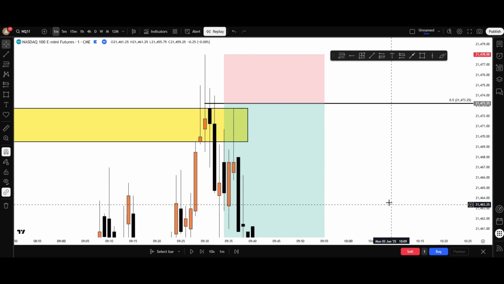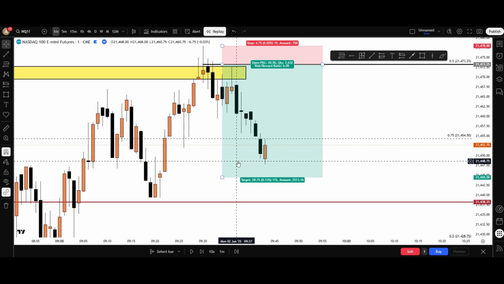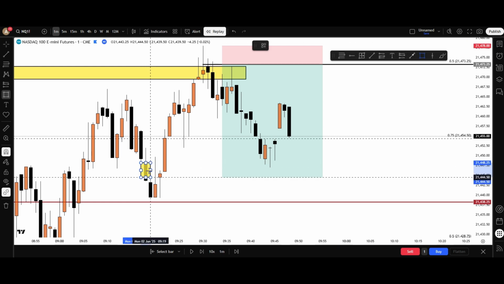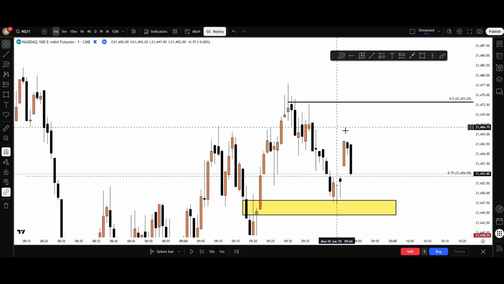Can't say that I wouldn't have been trailed out here, but if not, we would have got to our target. Lowest fair value gap is what got held. Cool, another correct idea there.